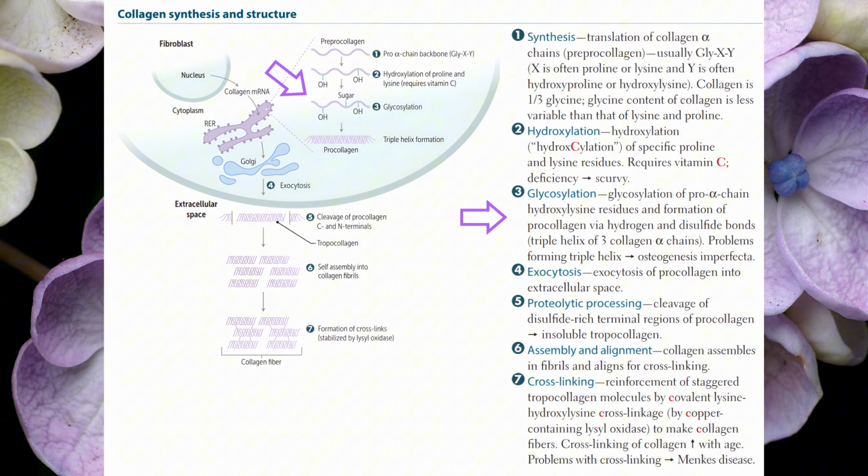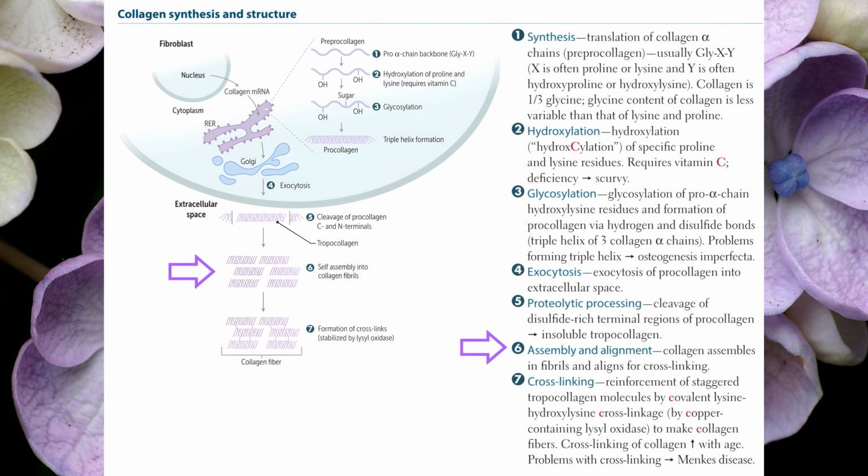Triple helix of 3 collagen alpha chains. Problems with forming triple helix leads to osteogenesis imperfecta. 4. Exocytosis. Exocytosis of procollagen into extracellular space. 5. Proteolytic processing. Cleavage of disulfide-rich terminal regions of procollagen leads to insoluble tropocollagen.